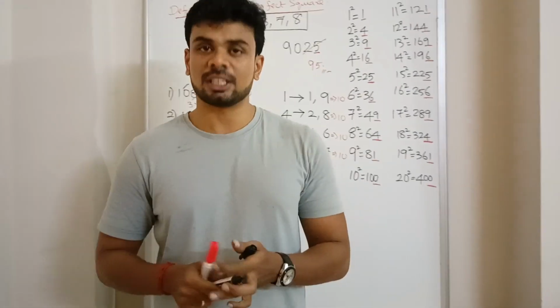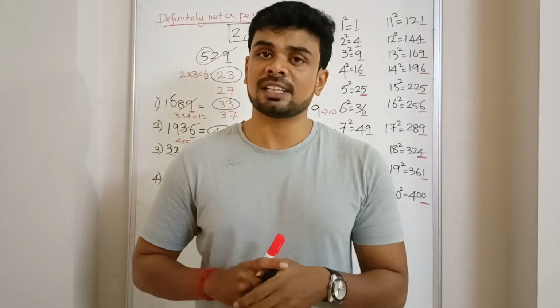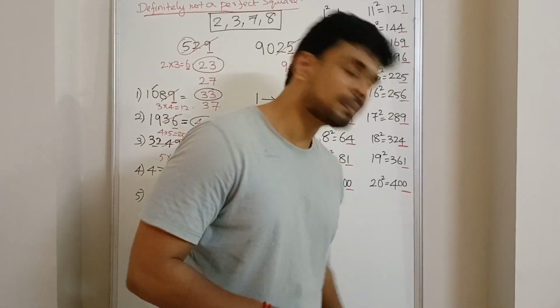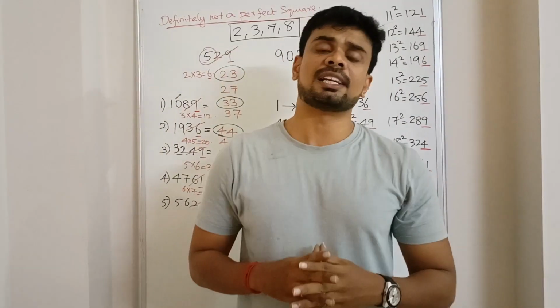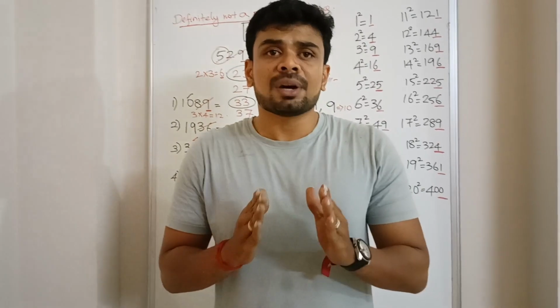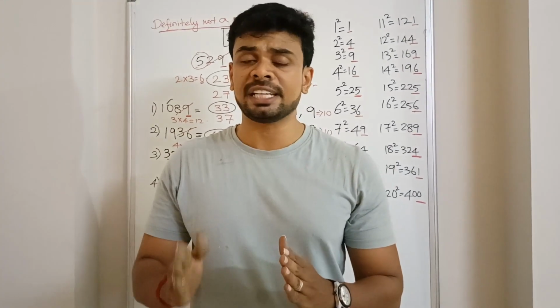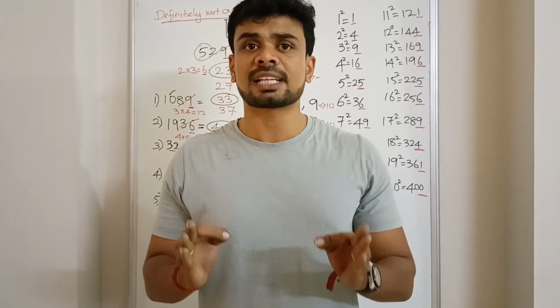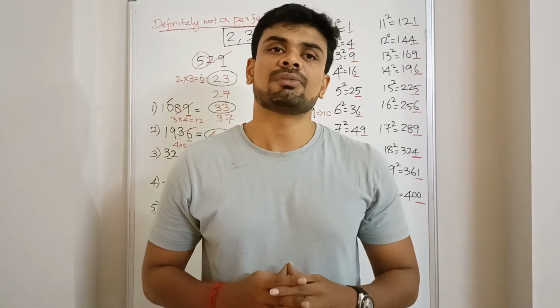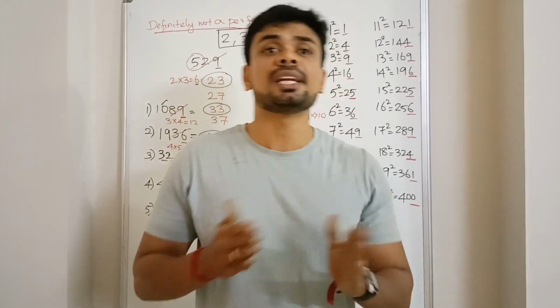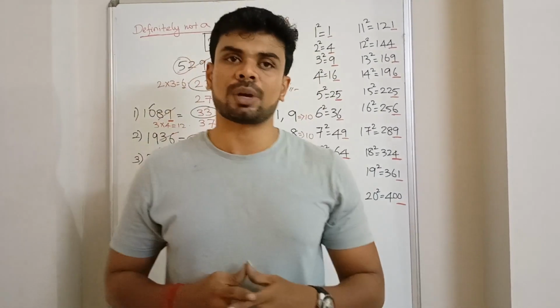So hope you have understood. See guys, the overall analysis. About the overall analysis, the numbers which are ending with 2, 3, 7 and 8 are not perfect square numbers, whereas the numbers ending with the remaining digits may or may not be perfect square numbers.